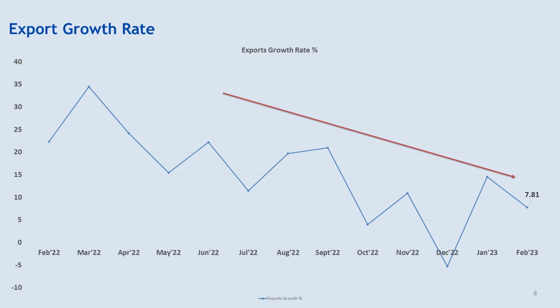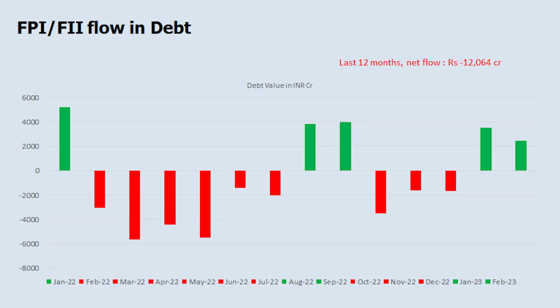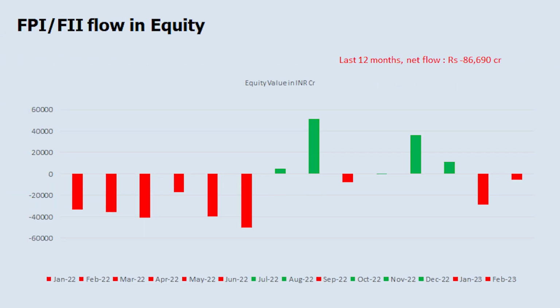As we can see in this chart, growth rates of India's exports have been clearly coming down. The interest rate hike is also probably the reason why India is witnessing continuous outflow of global money. As we can see in these charts, India has witnessed a net outflow of global money from both the debt as well as the equity market.